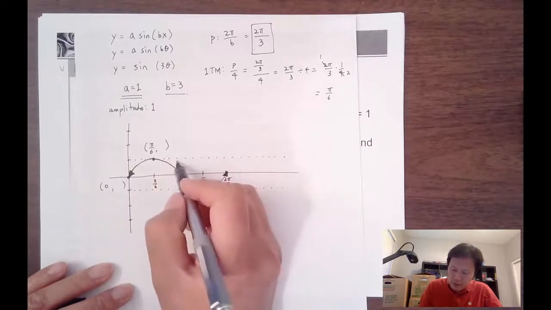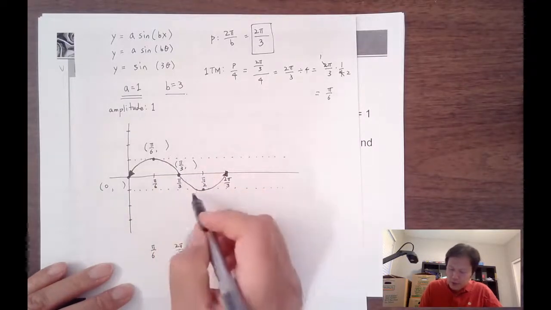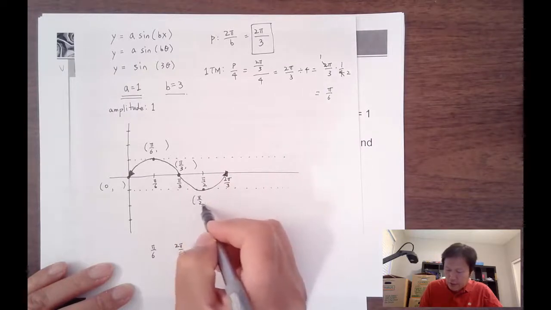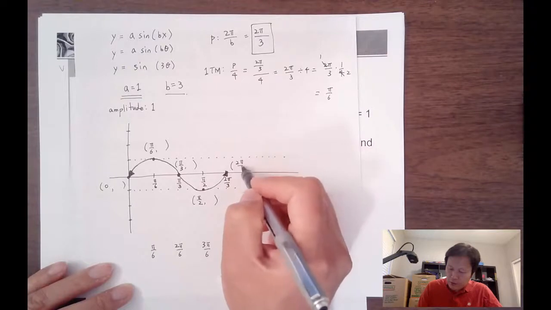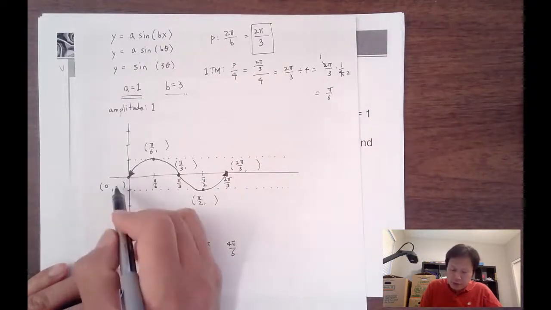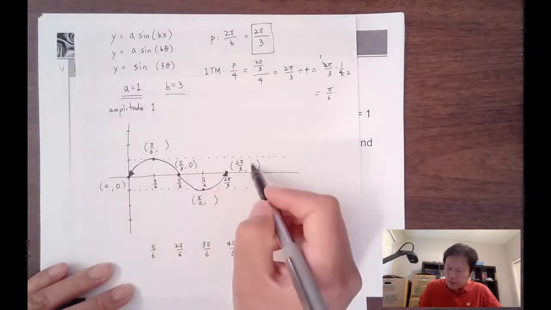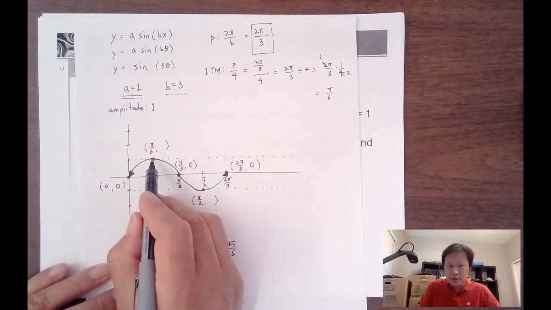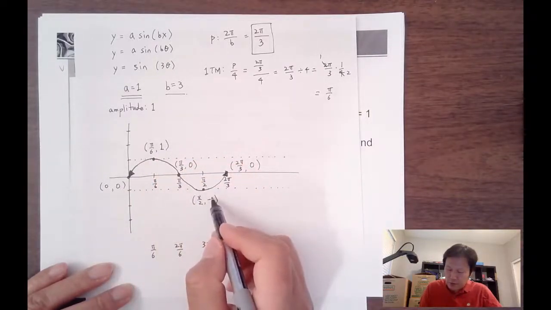This is gonna be what? Pi third comma something. This is gonna be what? Pi half comma something. This point is what? 2 pi third comma something. Y value is 0 here. Y value is also 0 here. Y value is also 0 here. We hit the maximum as a Y value, that's 1. We hit the minimum as a Y value, -1.